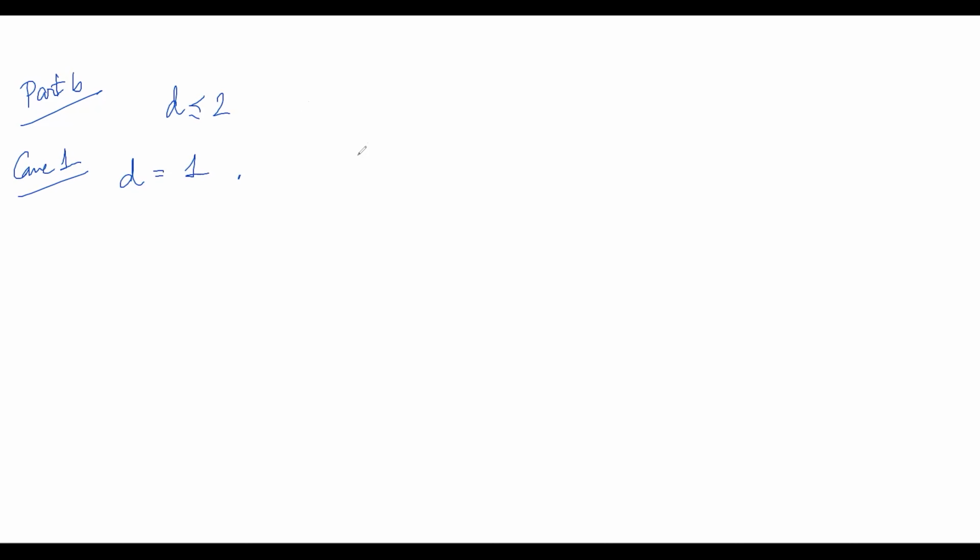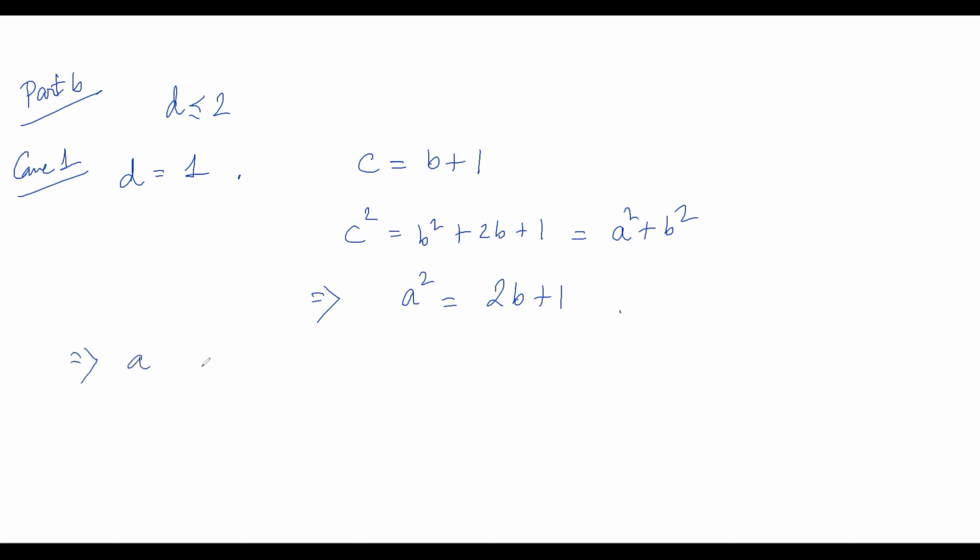And so from here, we know that c is equal to b plus 1. Okay. And then c squared is equal to b squared plus 2b plus 1. And also c squared is equal to a squared plus b squared. And from here, if you just cancel out b squared, you're going to get a squared as 2b plus 1. And so this implies that a is odd. And so we can take a to be of the form 2k plus 1.